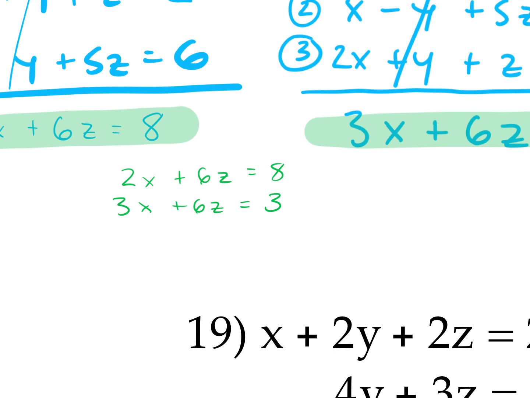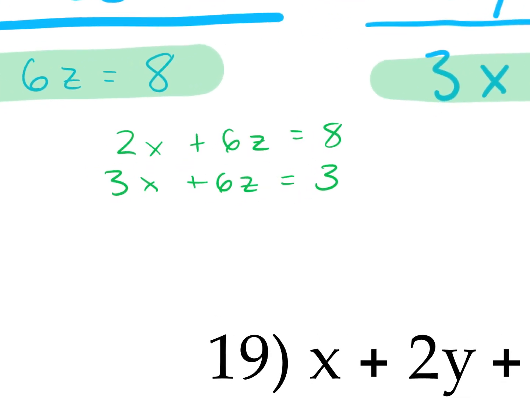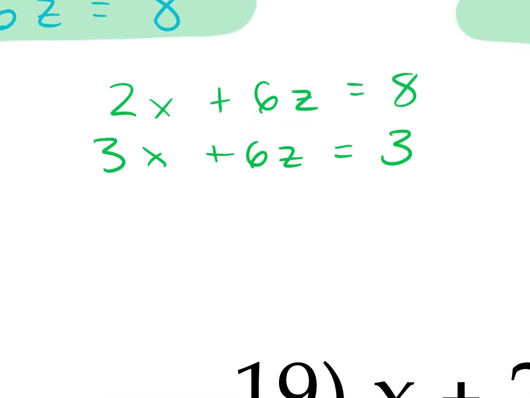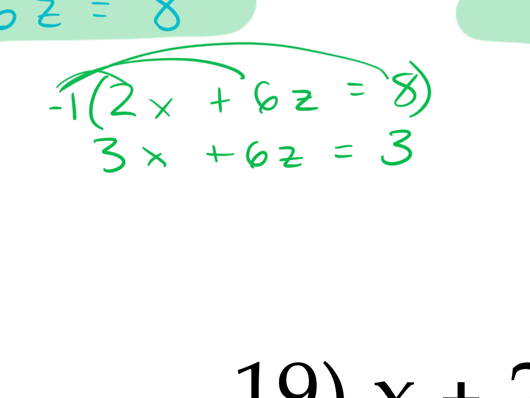Which variable do you want to eliminate here? Z. Good choice, because we see that they're already the same number, but we need them to be opposites. So I need one of them to be a negative z. How can I make one of them a negative z? Multiply by negative 1. I'm going to multiply negative 1 to the first equation. So make sure everything in the first equation gets multiplied by negative 1. So I have negative 2x minus 6z is equal to negative 8.